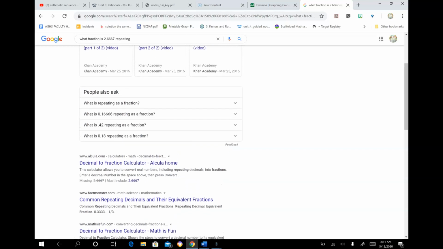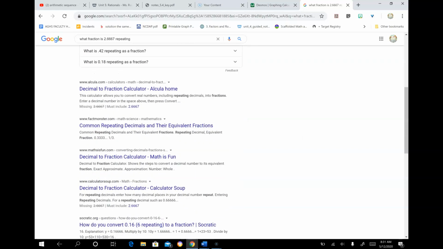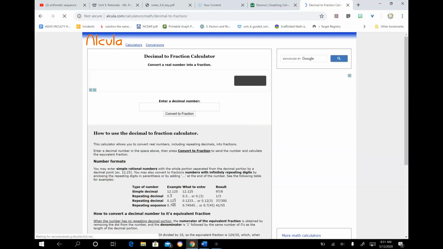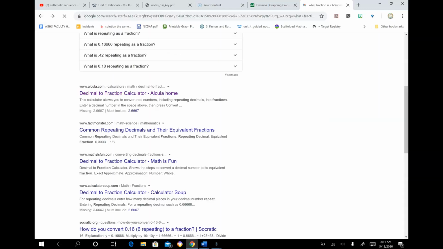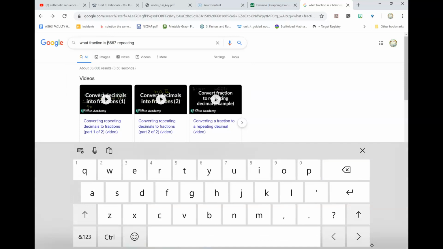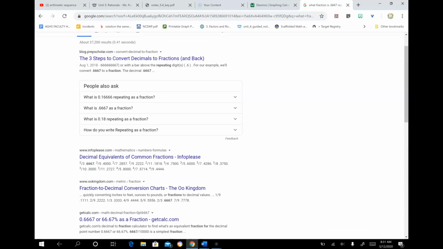Let me see what this does. No. Okay, so we're just going to do what I had done. So what fraction is that repeating? And it's going to be 2/3. See right there? 2/3. So it's 2 and 2/3. Alright.